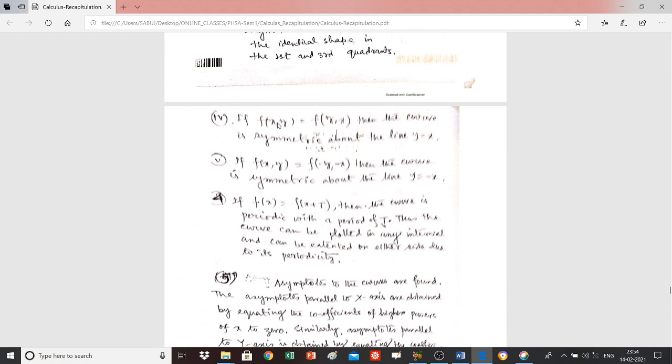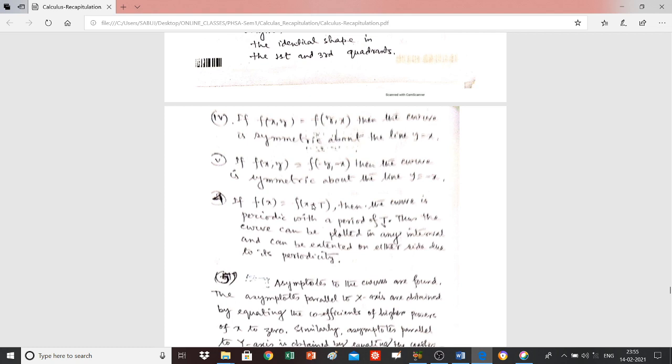So if x is replaced by y, and in a similar way y is replaced by x, and the same thing results, then the same curve is said to be symmetric about the line y is equal to x. In a similar way, if f(x) is equal to minus f(minus y, minus x), then the curve is said to be symmetric about the line y is equal to minus x.